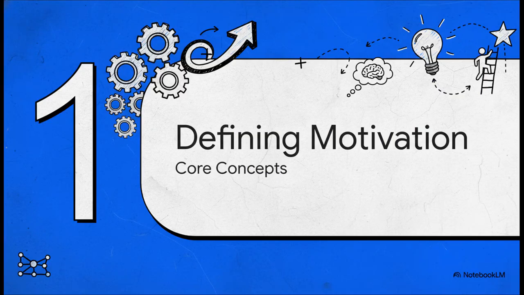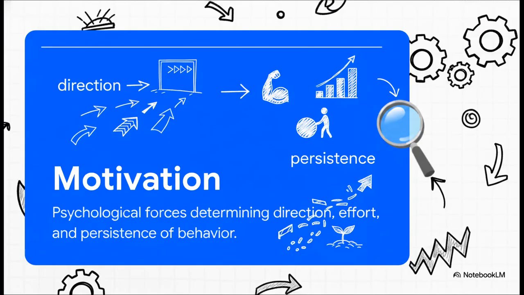Okay, Section 1, Defining Motivation. Let's lay down the absolute basics you need to know before we tackle the bigger models. If a multiple-choice question pops up asking to define motivation, and trust me, it probably will, lock in these three elements: direction, effort, and persistence. These are the underlying psychological forces that explain exactly why people do what they do at work.